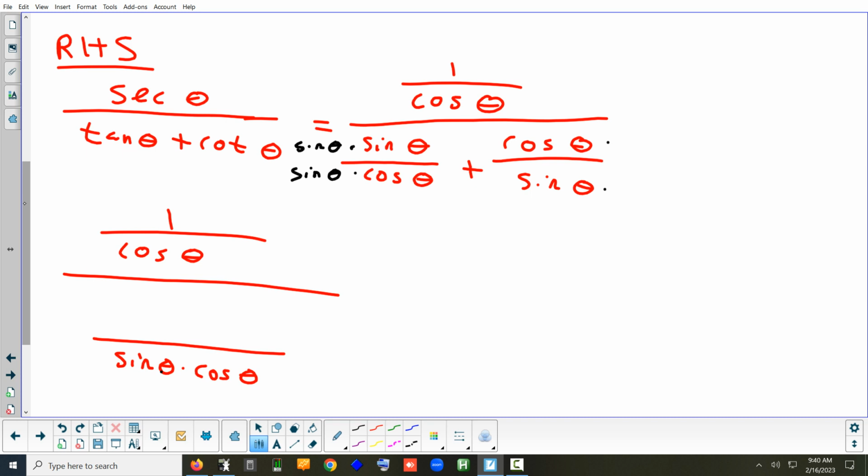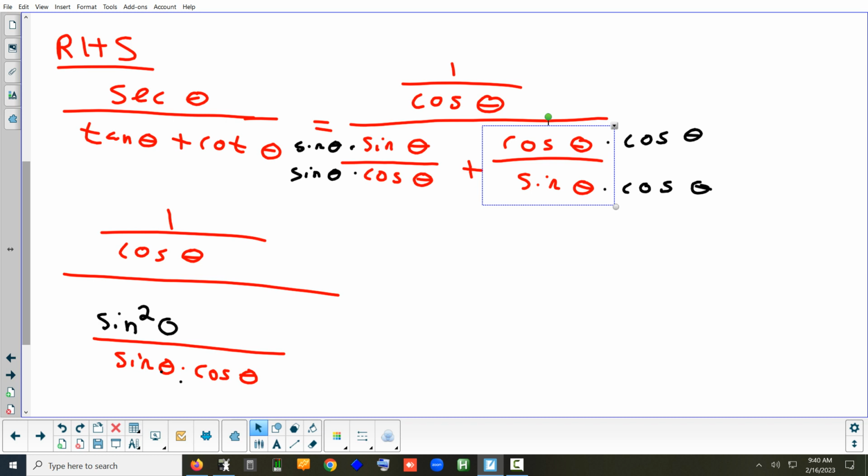Your second fraction. That has a denominator of sine. What do we have to multiply that by to make it match the common denominator? Yeah. Cosine. Okay, so the bottoms are done. Sine times cosine and sine times cosine. Exactly what we have there. Now we need to do the top. What's sine times sine? Yeah. So I get sine squared plus what's cosine times cosine? Yep.